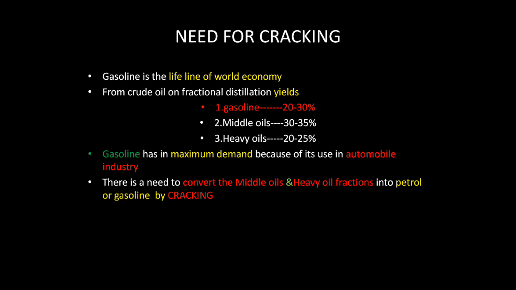We already know that straight run petrol is the gasoline we get from the petroleum after removing impurities and by fractional distillation. Whatever gasoline we get this way is called straight run petrol. There are other fractions as well, like middle oil and heavy oil fractions. These fractions are also converted into gasoline. This process is known as cracking. According to the world's demand, we are doing cracking in order to generate gasoline.